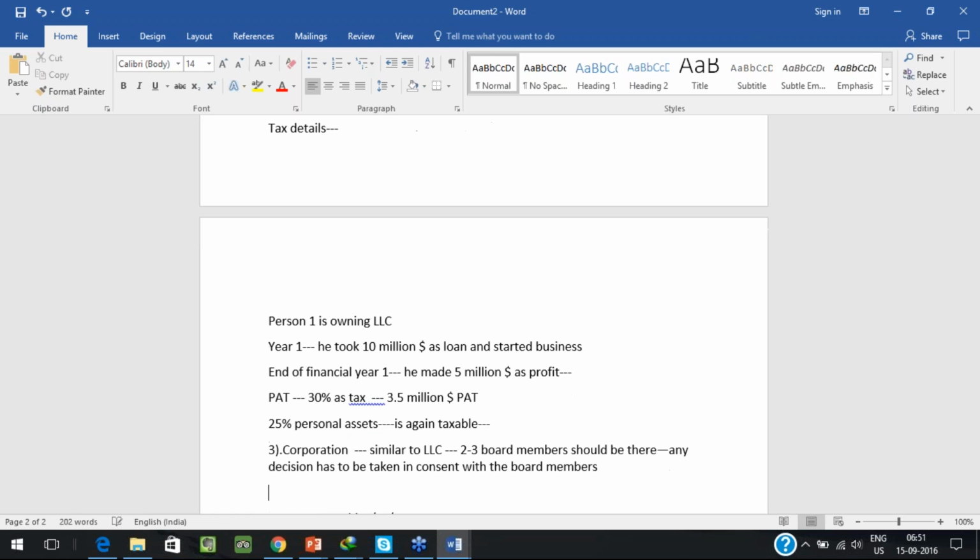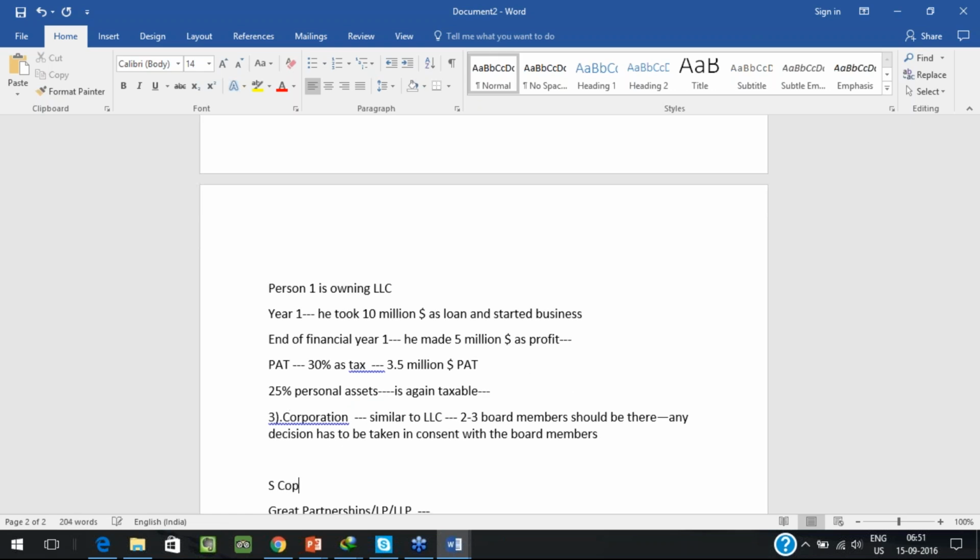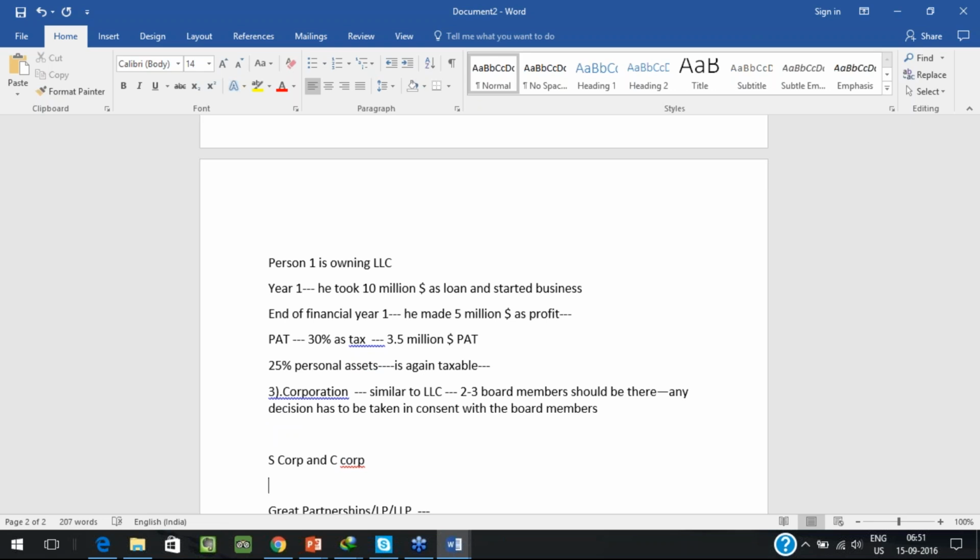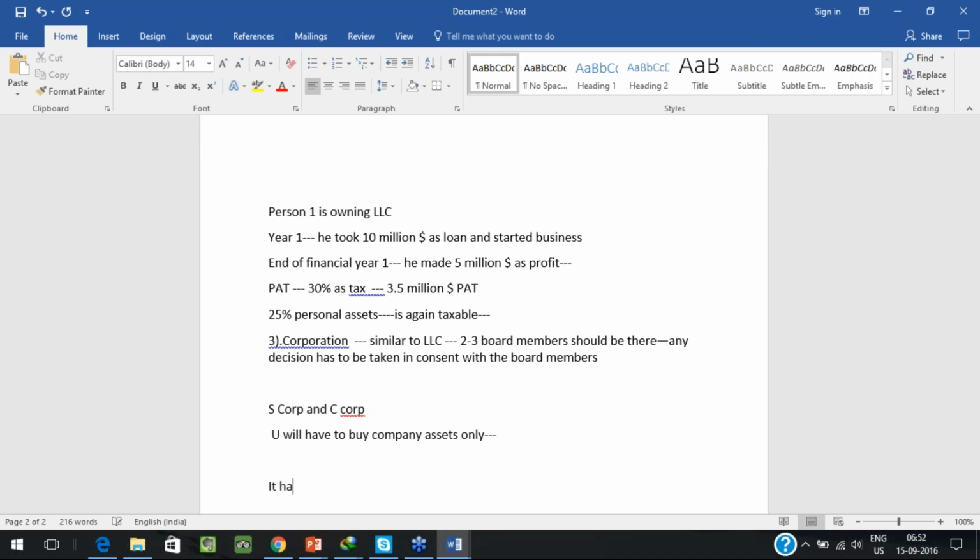So that's corporation. Now here we have two types, one is S corp and the other is C corp. There's a little difference between these two, and we are not going into the depth of it. Again, here you will have to buy company assets only. Personal assets are again not liable in this type of organization, but if any of the members wants to buy something, it has to be bought with the consent of the board members again.